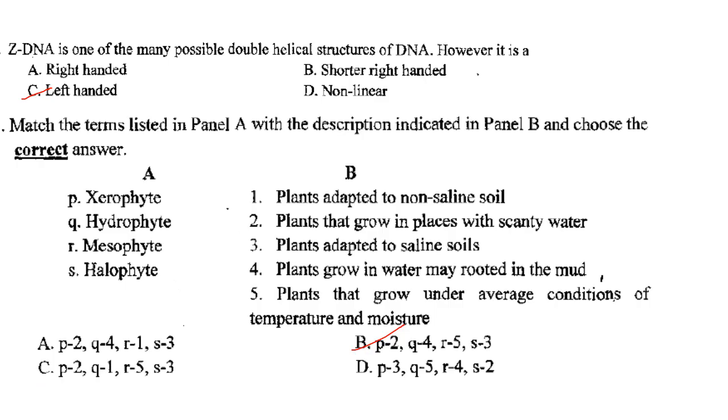Then Z-DNA is one of the many possible double helical structures of DNA. However, it is a left-handed DNA helix. Answer is option C.